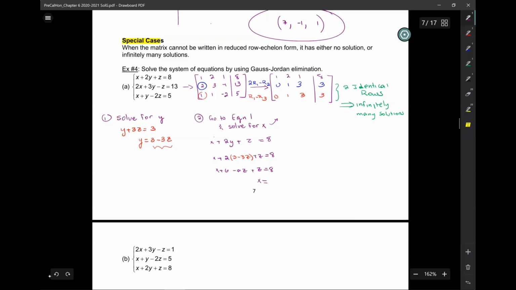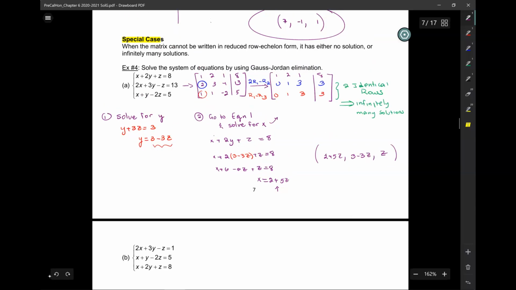Finally, when I solve for x, I get that x is 2 plus 5z. So you see here too, my expression is in terms of z, and that's okay. And now, when I write my coordinate point, I have x is 2 plus 5z, y is 3 minus 3z, and z is just z. You just put z in there. This now gives you an expression for all the possible solutions of this matrix.